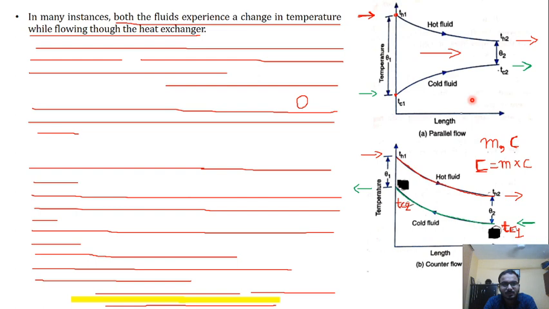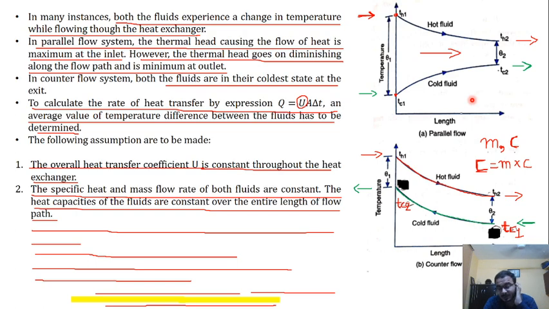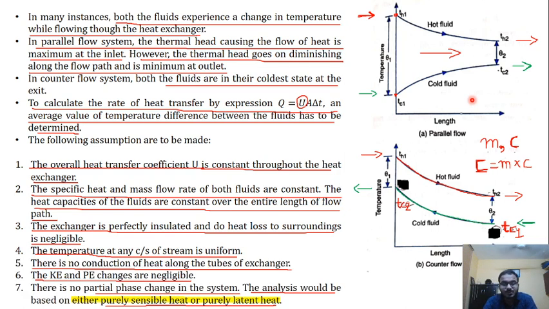And then we took the case in which both the fluids are experiencing temperature change. So here in parallel flow, the temperature difference is maximum at inlet and minimum at outlet, and in case of counter flow, there is not much variation in the temperature difference.